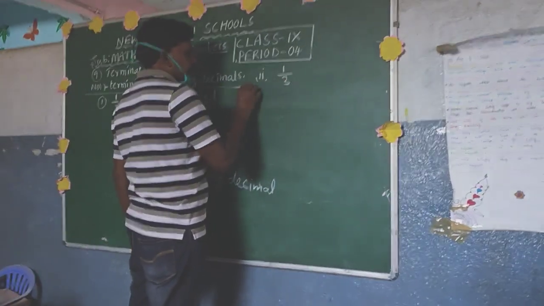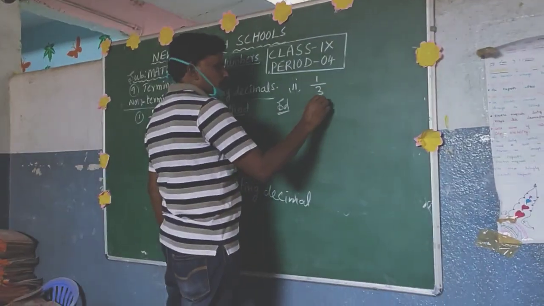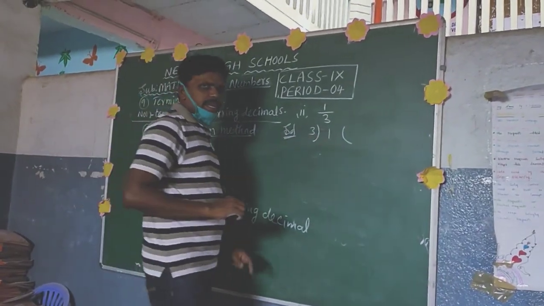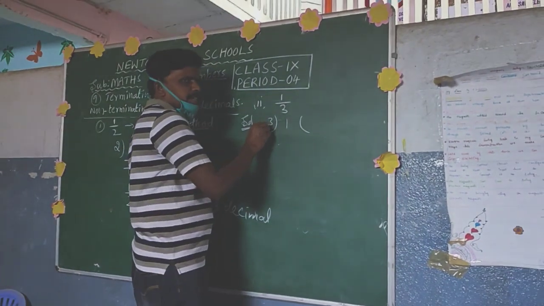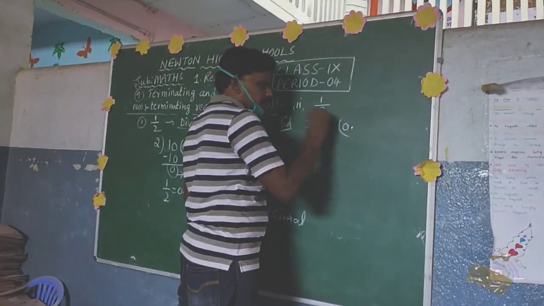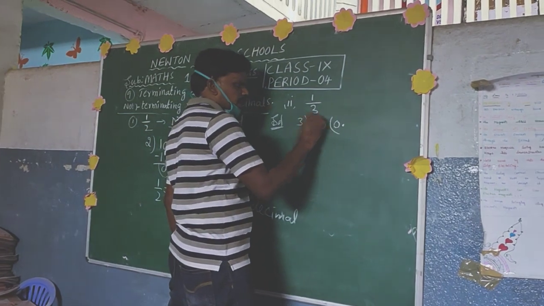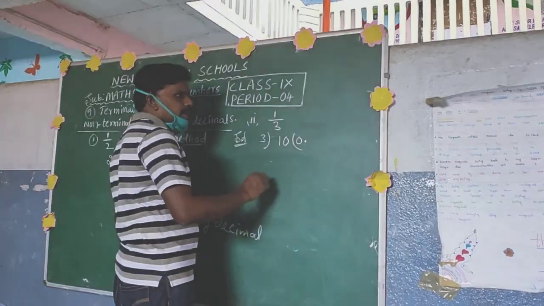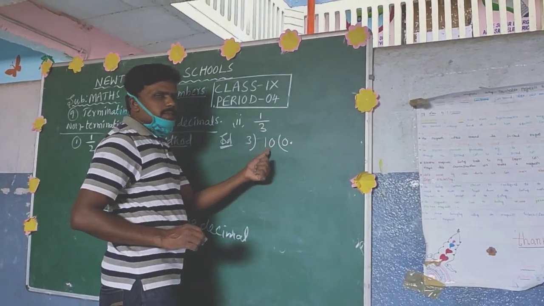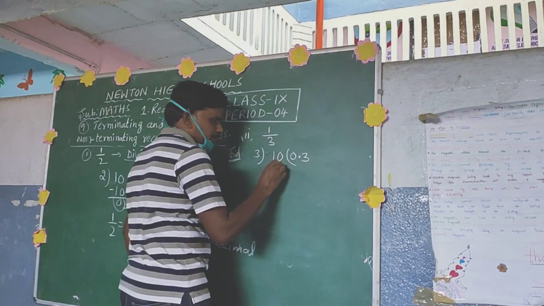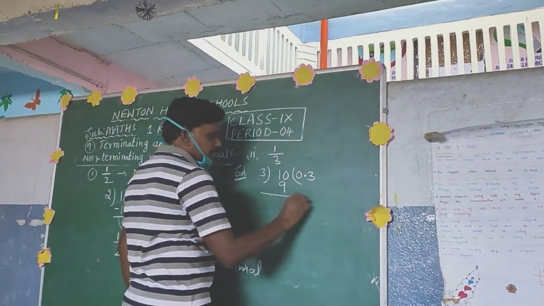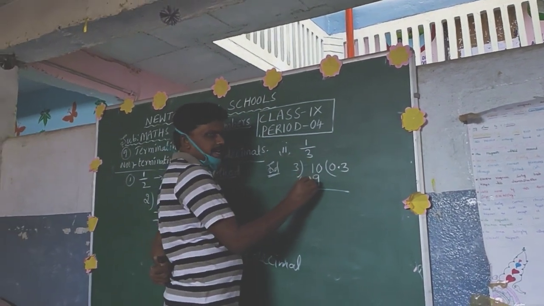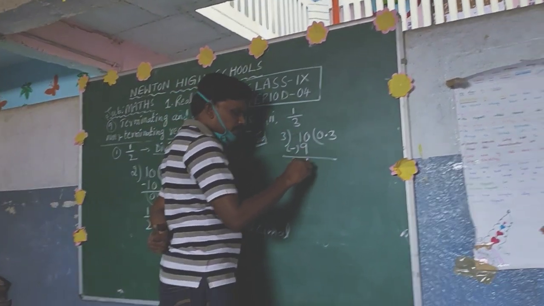Suppose 1 by 3. Same. Numerator is 1 and the denominator is 3. 1 is smaller than 3, so we have to divide 1 with 3, but it is not possible. Then you have to put the decimal point in the quotient place. You get 0 here. 3 1s are 3, 3 2s are 6, 3 3s are 9, 3 4s are 12, but 12 is more than 10, so we can take 3 3s are 9. After that, from 10 we have to subtract 9. 10 minus 9 is equal to 1.